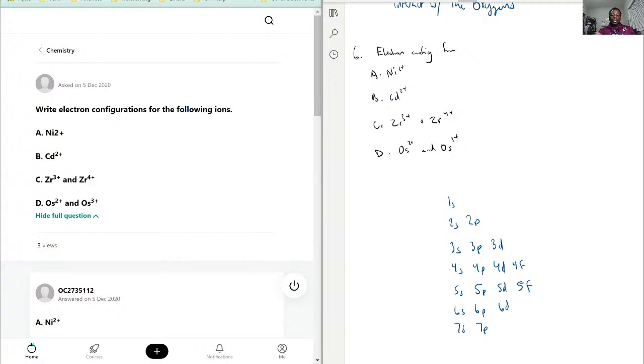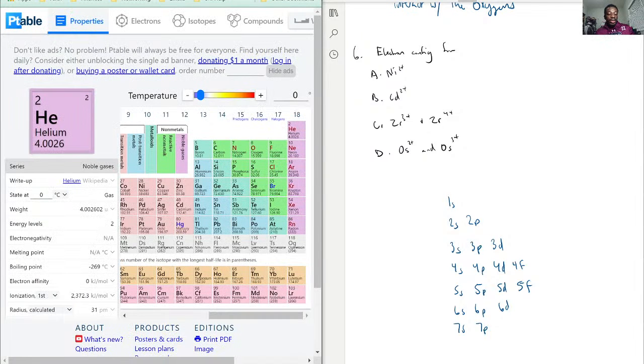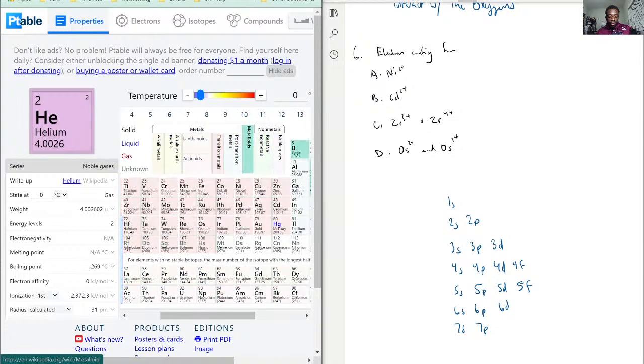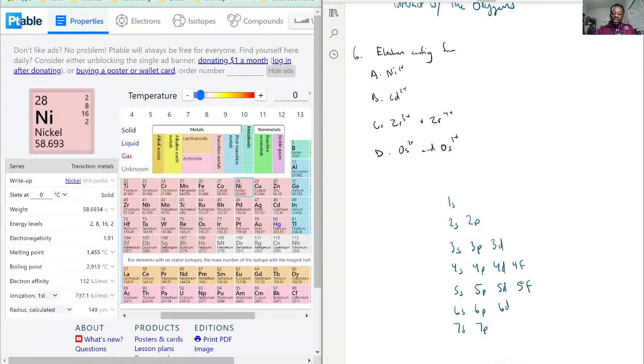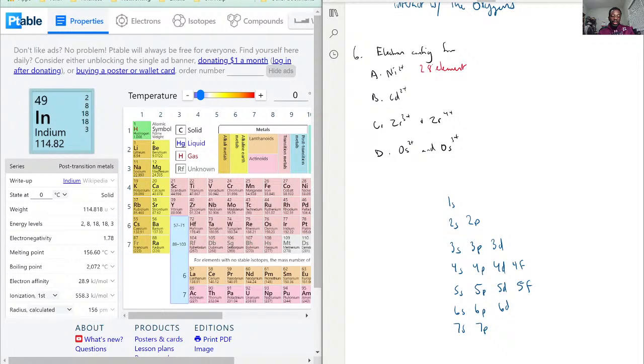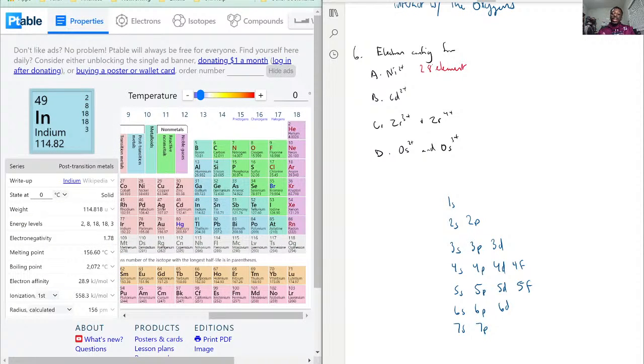Okay, so now let's look at the periodic table. So nickel is the 28th element. We want to cross through all the different shells to get to the 28th element. The first thing we'll see is that hydrogen and helium count as your 1s row. So we have the 1s completed, 1s2, as we make our way all the way to nickel.